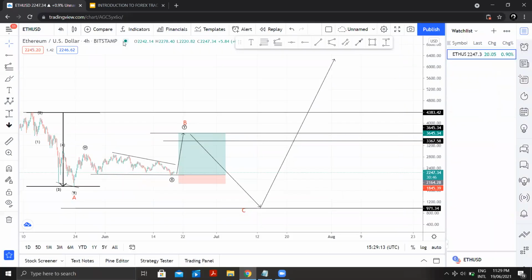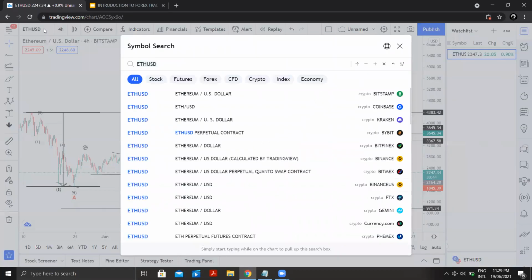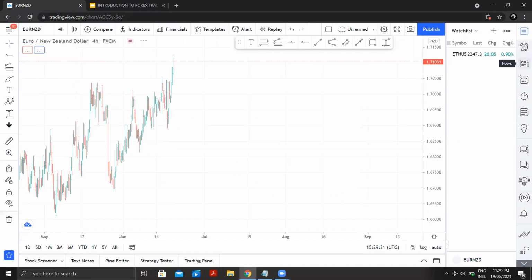I'm looking at that next week. So the next one is EURGBP, EURUSD.